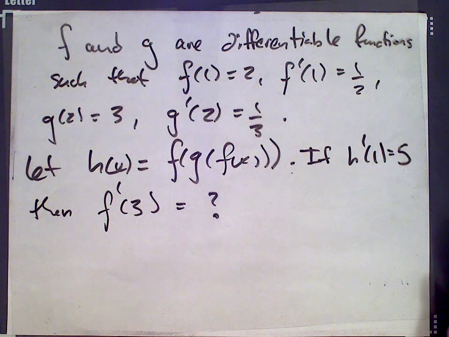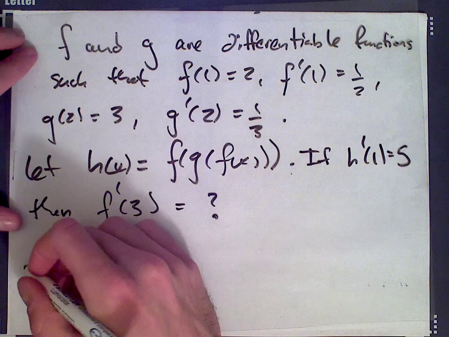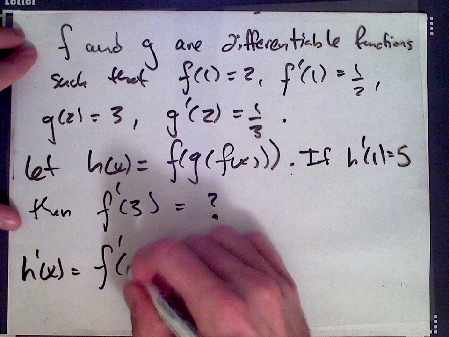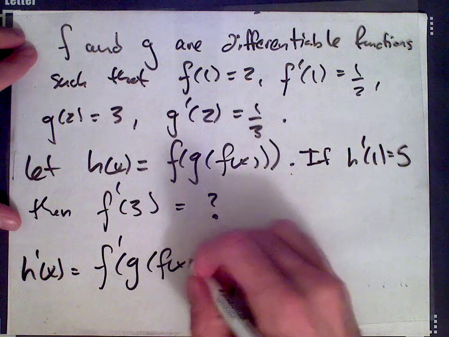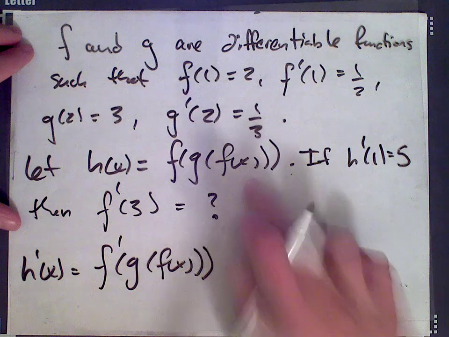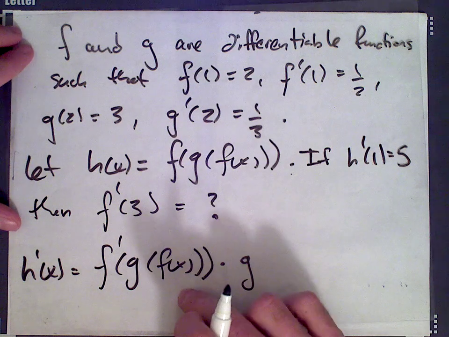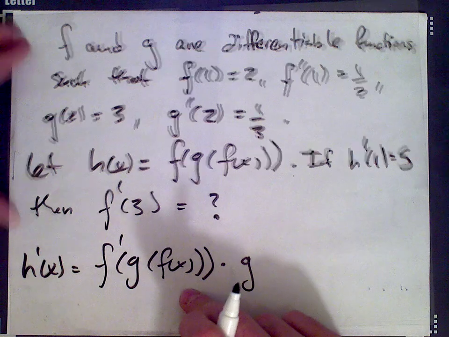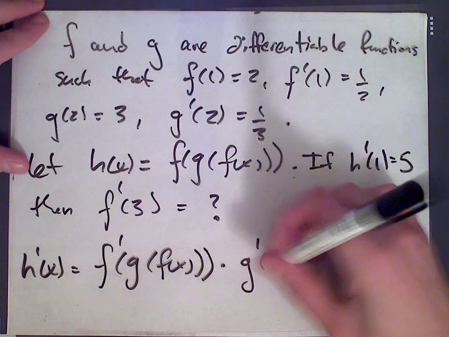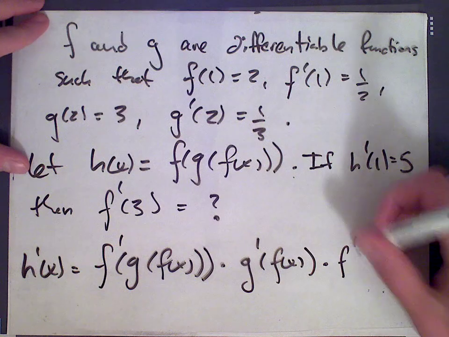Okay, so let's write down the formula for h prime according to the chain rule. We have h prime of x equals f prime evaluated at g of f of x. So we leave this function in, times the derivative of what's inside, which itself is a composite of two functions, so we need to use the chain rule again. We get g prime of f of x, and then we need to multiply by f prime of x.